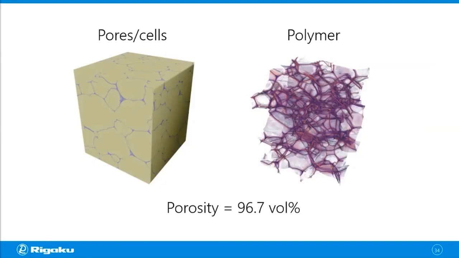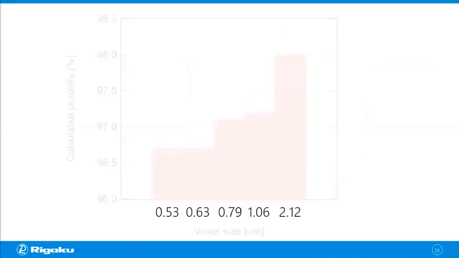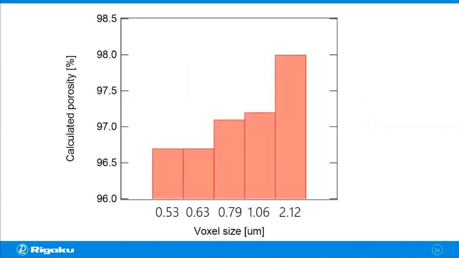But what happens if you change the voxel size and you use larger voxel size or lower resolution? This is what happens. Those are the different voxel sizes we used to scan the same sample. And those are the calculated porosity values for different images. When you use 0.53 or 0.63 micron voxel size, and that is about a quarter of the feature size we're looking at here, you can get consistently the same number, 96.7%, as the porosity.